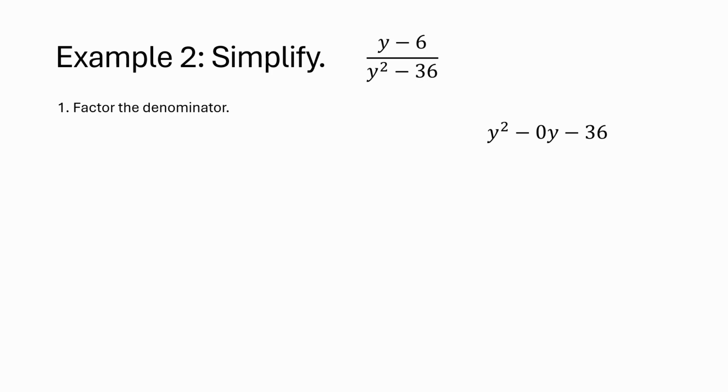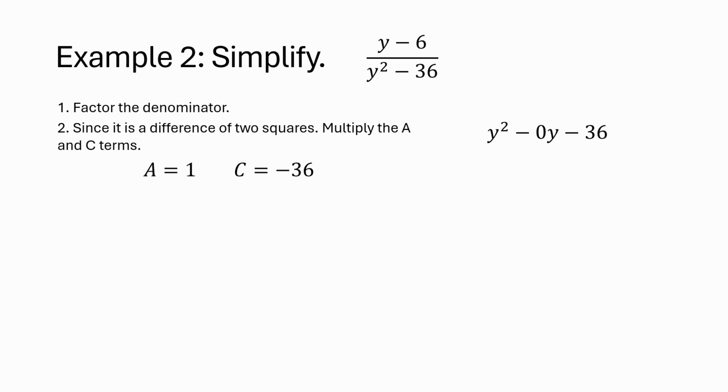Since this is a difference of two squares, that's what this is called, I'm going to multiply the a and the c terms. The a is 1, the c is negative 36, and so 1 times negative 36 gives me negative 36. Now, I do have a video that I've created on this topic of how to factor a difference of two squares. Because my goal is to find the factors that multiply to give me negative 36 but add to give me that 0, I use a trick, and I'm going to take the square root of 36 because that will tell me what the factor is going to be.